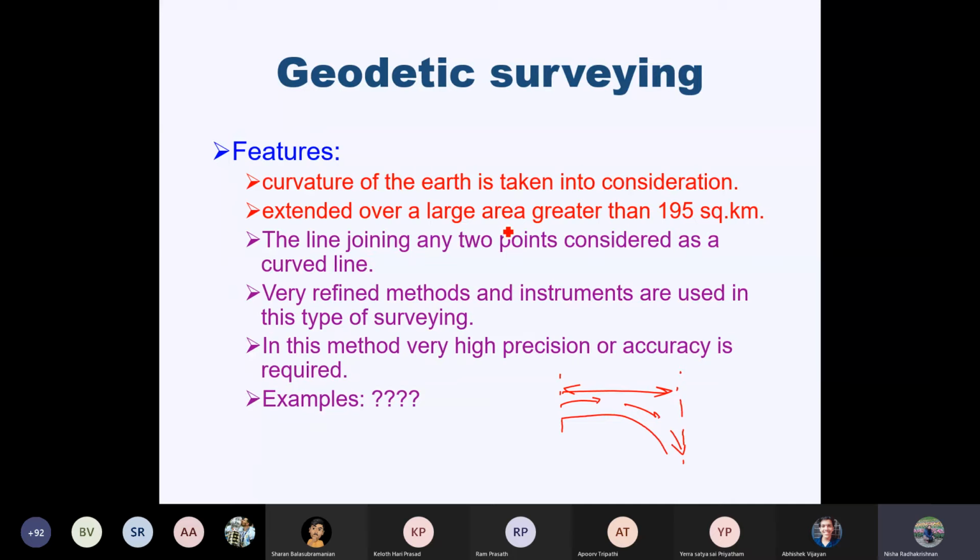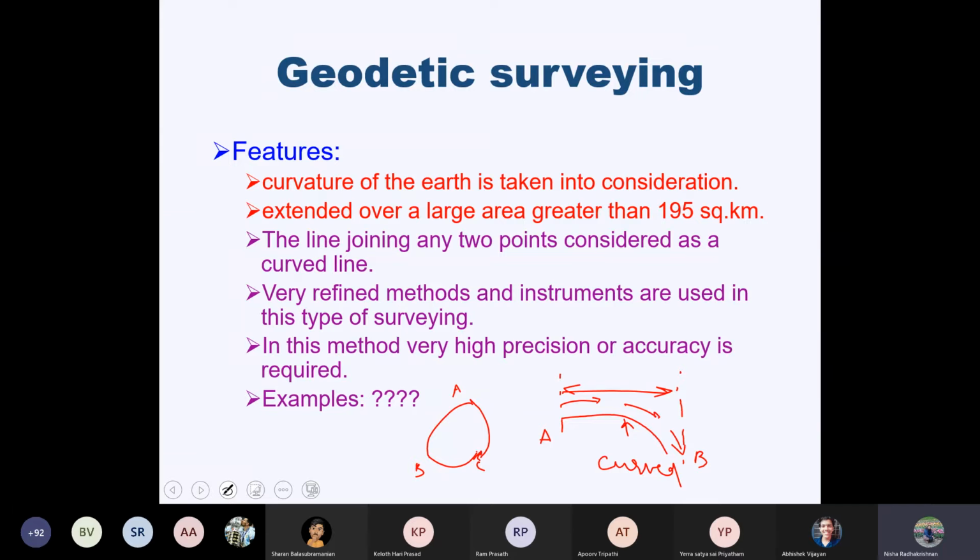So the line joining... Yeah. It's extended over a large area which is greater than 195 kilometers square. And when you have 3 points, A, B, C, so this is your AB, the distance would be a curved distance. The distance that is measured will be spherical distance. It will be curved like this.